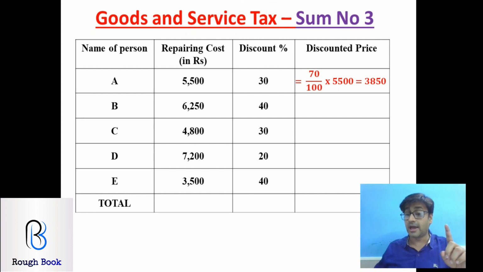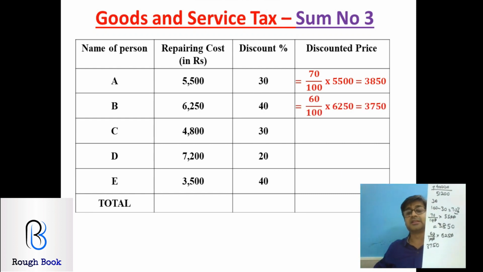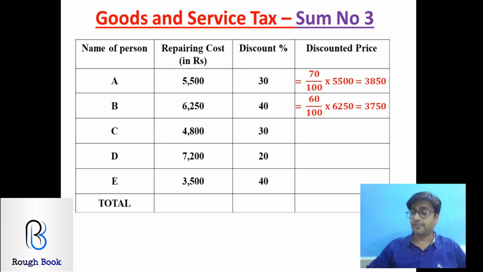So how much are you going to calculate? 60%, not 40, you're going the reverse way. So 60% of 6250. So let us calculate quickly. 6 5s are 30, 12, 13, 14, 15, 36, 37. So I get 3750. Let's check. It's correct. How many got it correct? Good job. Let's go with the next one.